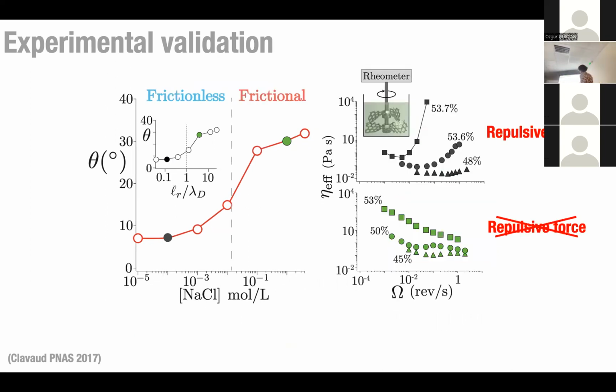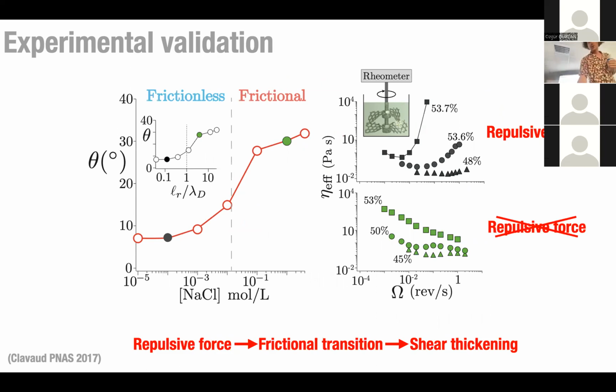But it also controls the rheology, because if you take this system where there is a repulsive force between the grains, the rheology is shear thickening, right? The viscosity increases if you shear it faster. But if you remove the repulsive force, the shear thickening disappears. So these results really make the link between the presence of the repulsive force, the fact that there can be a frictional transition, and that can induce shear thickening. All right.